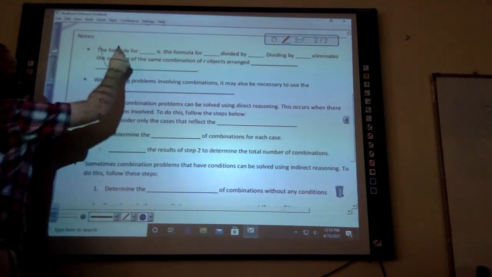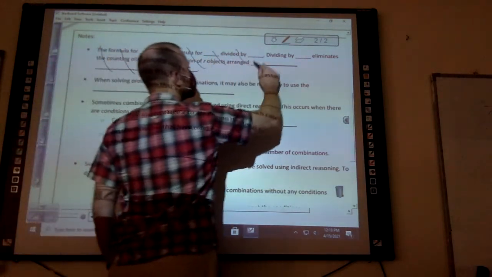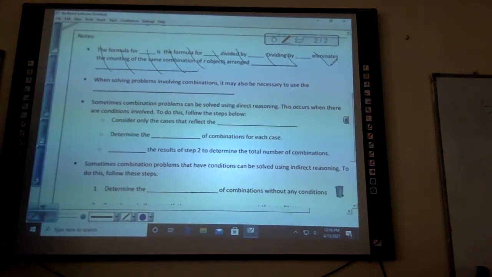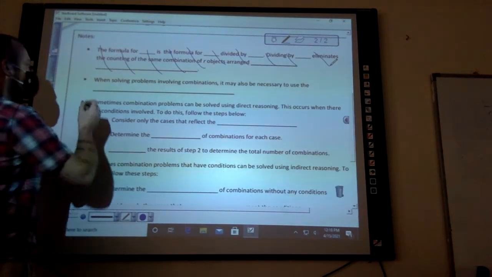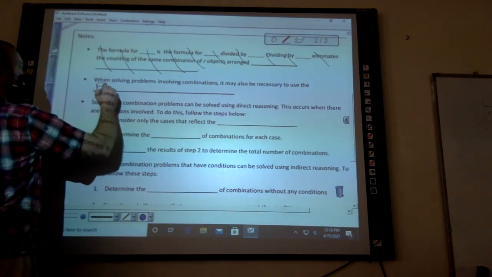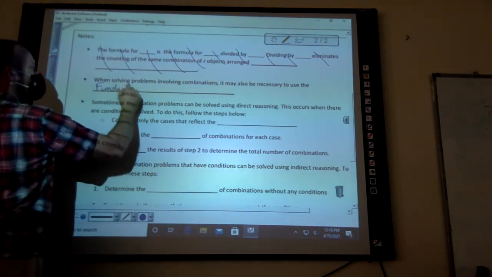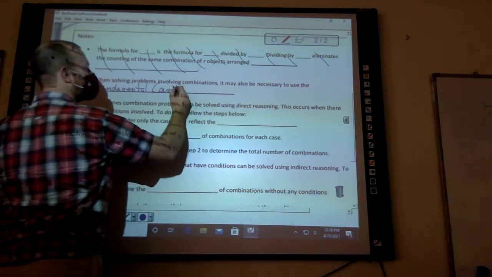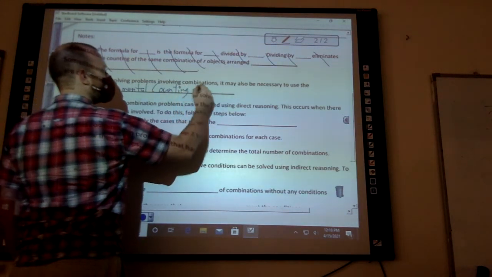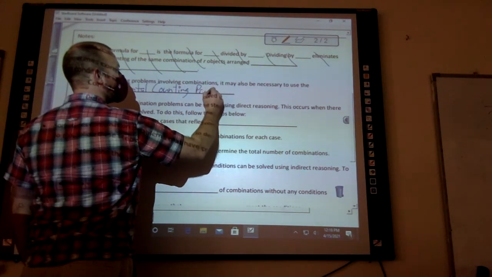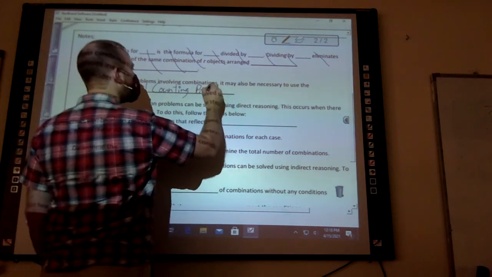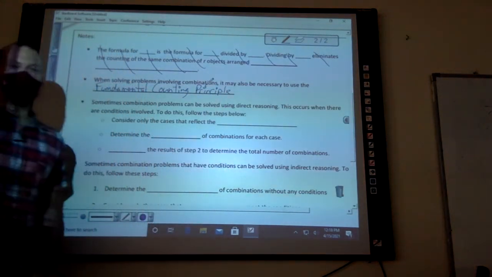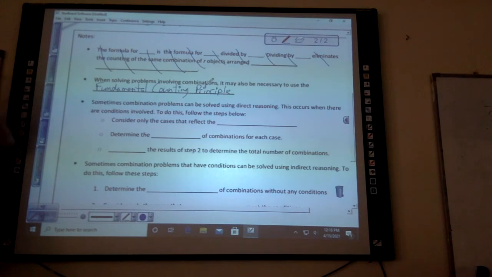So notes for this, don't worry about the first one because that's related to the formula which I didn't teach. So don't worry about that one. When solving problems with combinations, you might have to use the fundamental counting principle. If you don't remember the fundamental counting principle, it's from section 4.1.